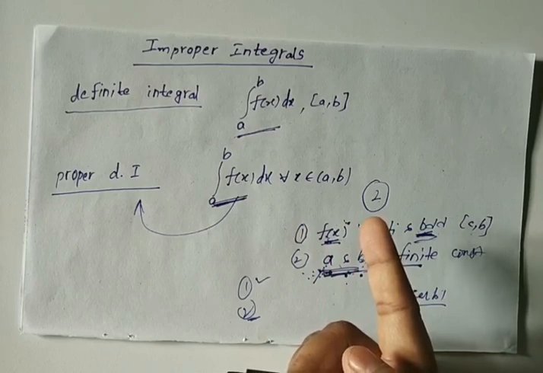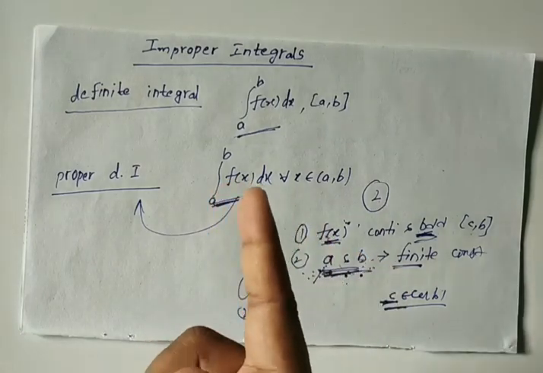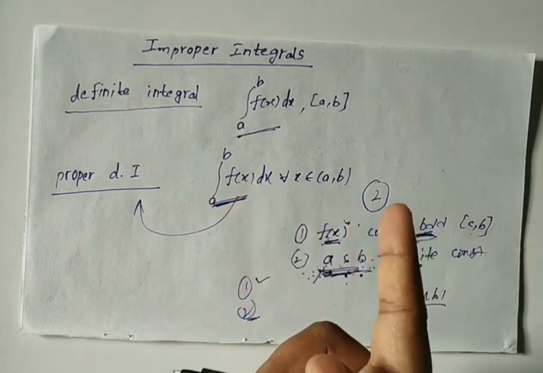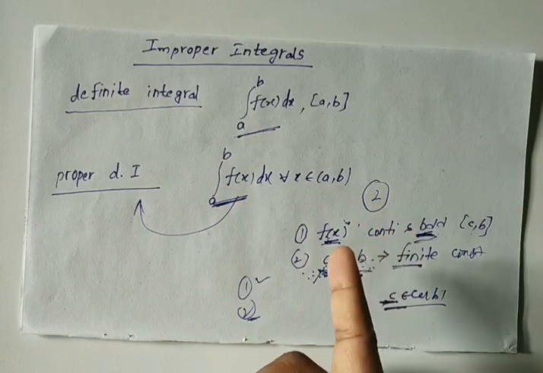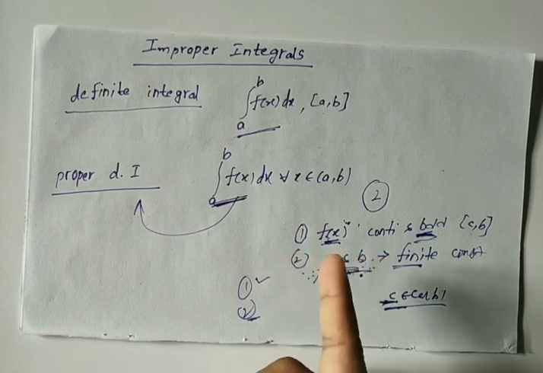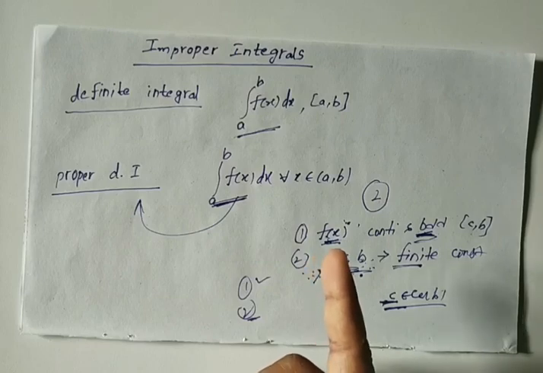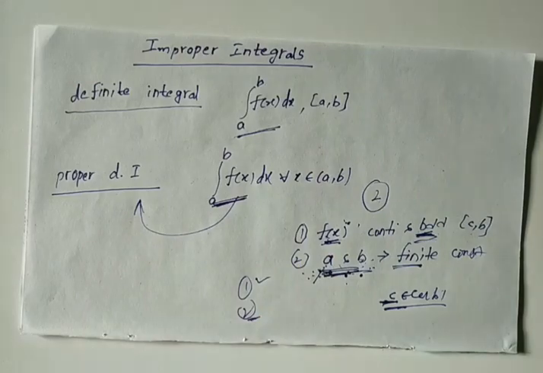Proper definite integral is nothing but f of x should be continuous and bounded on the closed interval a comma b, and the limits of integration must be finite. Don't confuse, students, please listen very carefully. Write down the definitions of proper definite integral and improper integral.